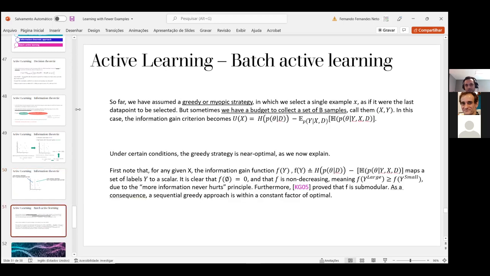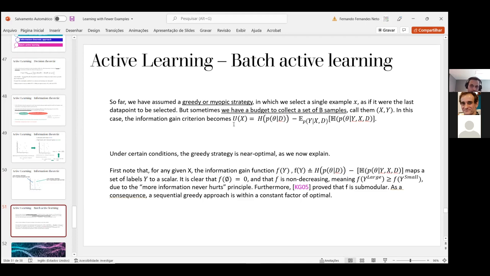Finally, we have batch active learning. So far we have assumed a greedy or myopic strategy, in which we select a single example X as if it were the last data point to be selected, but sometimes we have a budget to collect a set of B samples, call them capital X, capital Y. In this case, the information gain criterion becomes proportional to this whole vector. And it's very interesting to see that under certain conditions, the greedy strategy is near optimal, as we now explain.